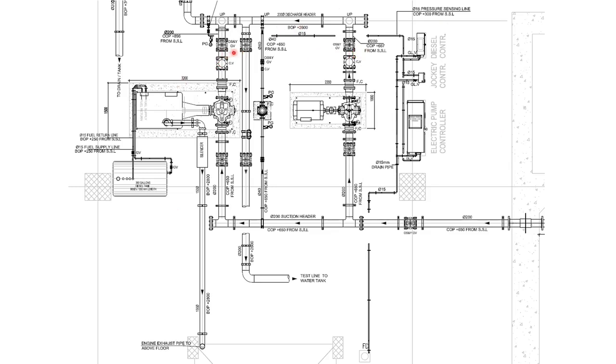For example, here you have jockey. After the check valve, you will take the pressure sensing line and you will connect to the jockey controller. For electric, you will take the pressure sensing line after the check valve and you will connect it to the electric fire pump controller. However, here in this particular figure, it is taken from the discharge header and connected to all the controllers and it is going to the floor drain. However, I don't know whether this mechanism is according to NFPA 20 or not.